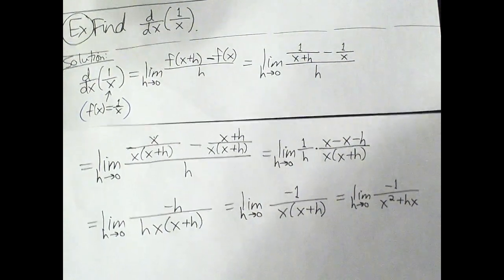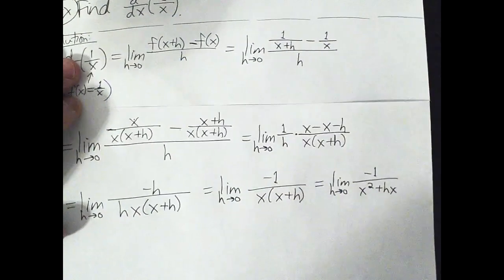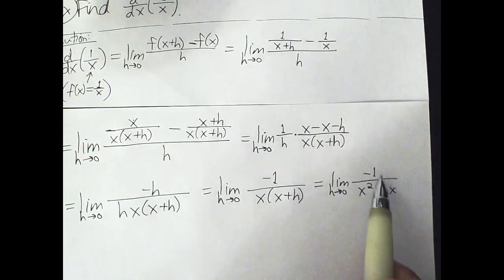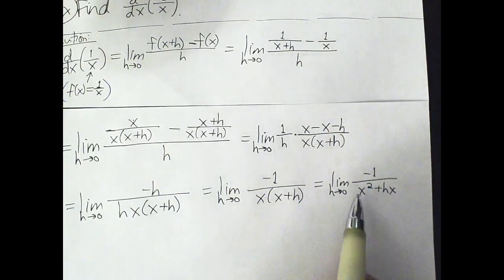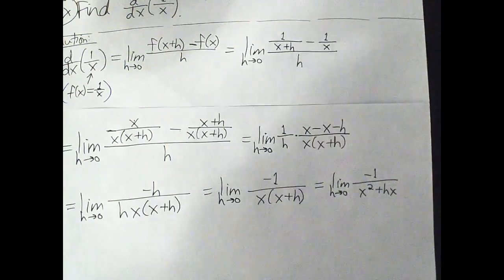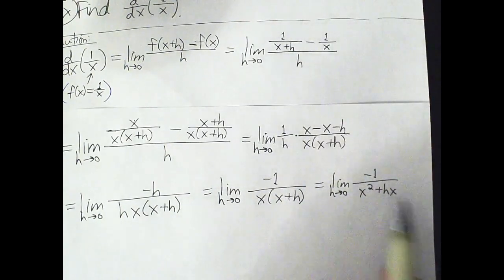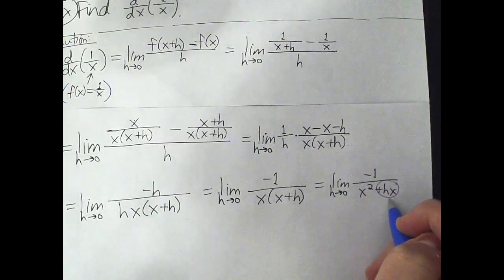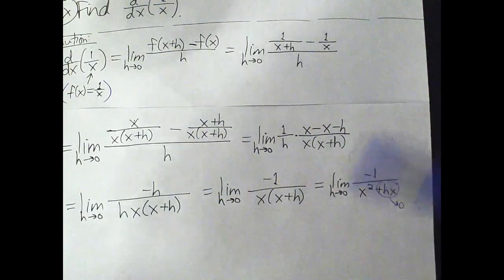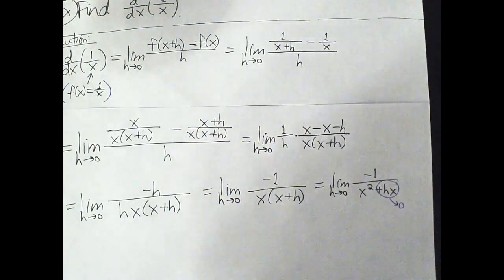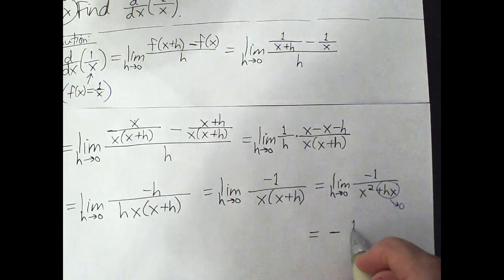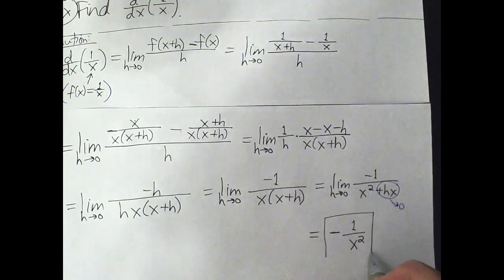And now let's use some limit properties. h is going to 0. What happens to the numerator? Numerator stays -1. What happens to x squared? x squared is x squared. What happens to hx? The hx part of things, that's going to go to 0 because h is going to 0. So what I am left with as an answer is -1 over x squared. That's my final answer.